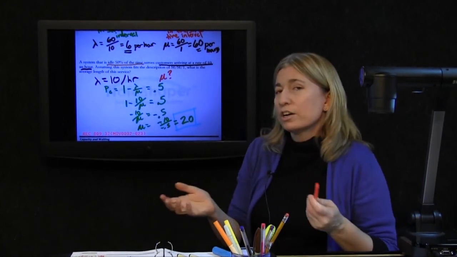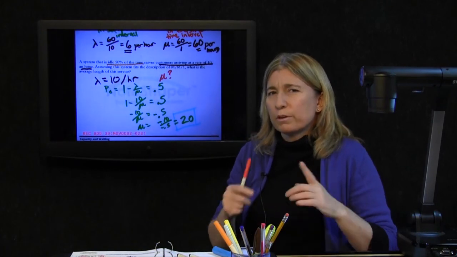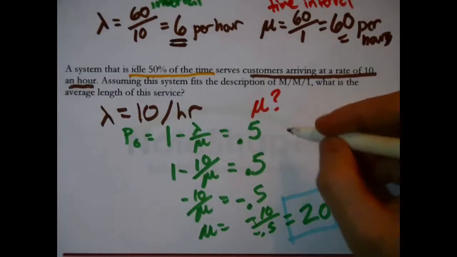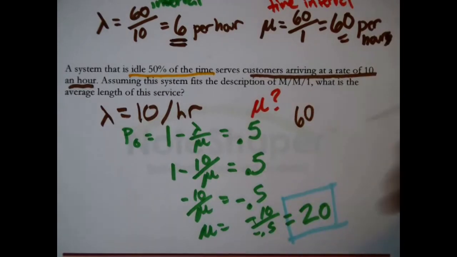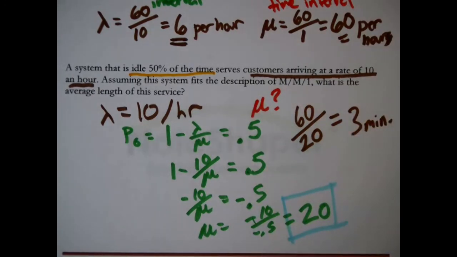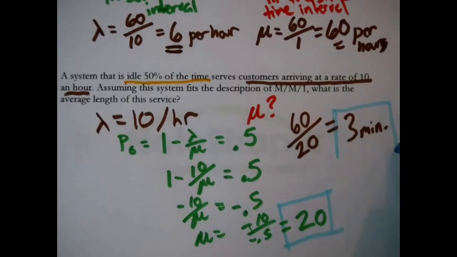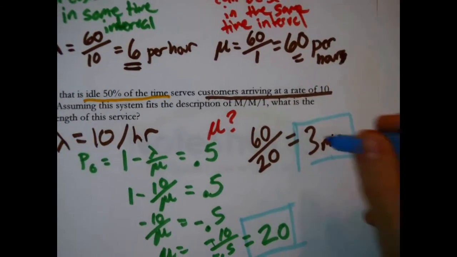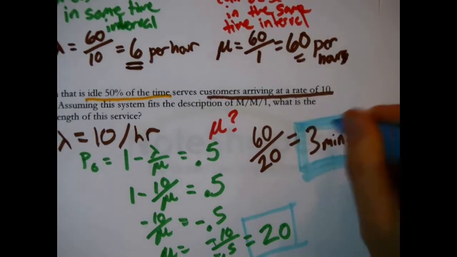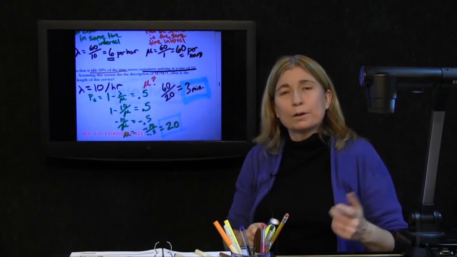Therefore, it's just logic. What is apparently the average length of service? Well, there's 60 minutes in an hour. You're serving 20 customers in that hour. That reveals, apparently, it takes an average of about 3 minutes to serve a customer. So this is actually the best answer to that particular question.